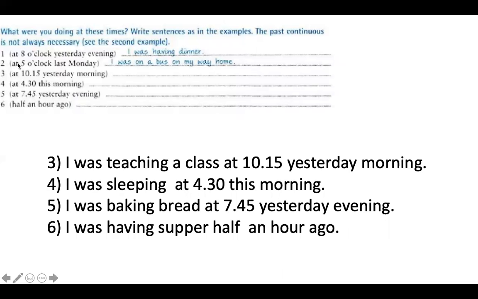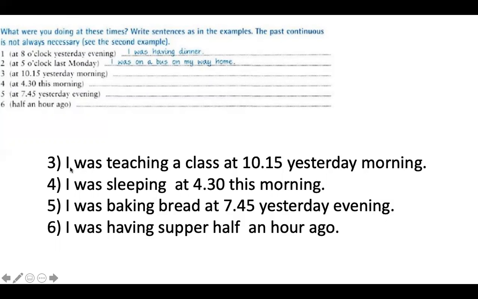Here it says, what were you doing at these times? Write sentences as in the examples. The past continuous is not always necessary, and you can see that in the examples. Number 1, at 8 o'clock yesterday evening, I was having dinner. At 5 o'clock last Monday, I was on a bus on my way home. You can say something with the past continuous. You could say, I was going on a bus on my way home, and it's no problem.